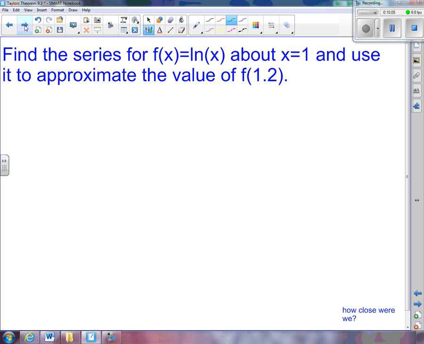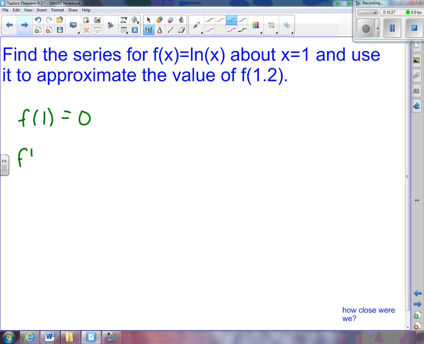But let's build this one from scratch, just for fun. What's f of 0? Oh, I'm sorry, not f of 0. f of 1, right? We're not centered at 0 here, we're centered at 1. It's ln of 1, which is 0. We're just trying to figure out the derivatives at the center. So f of 1 is 0.